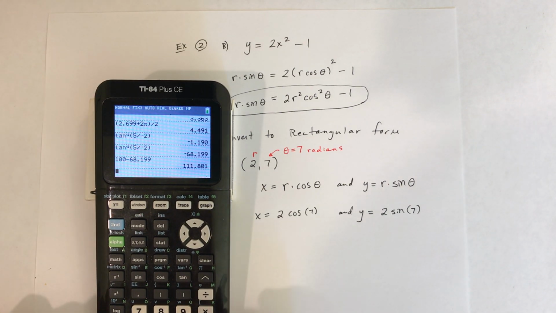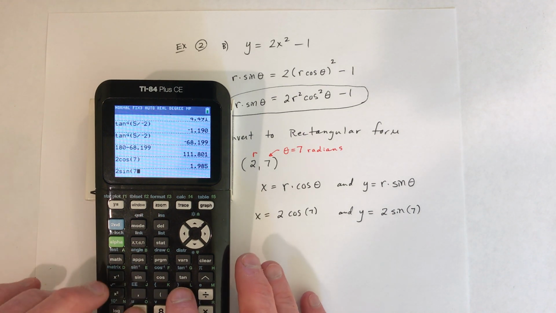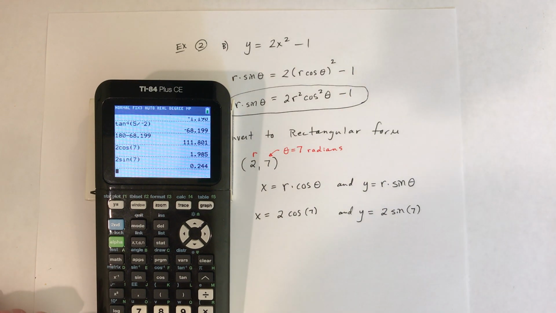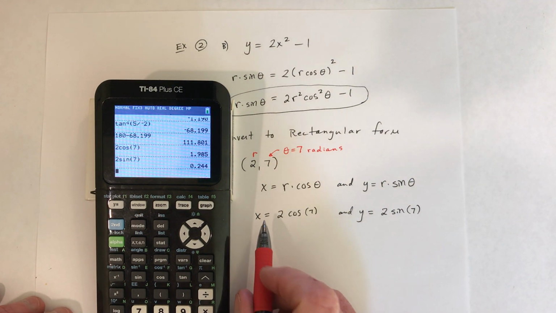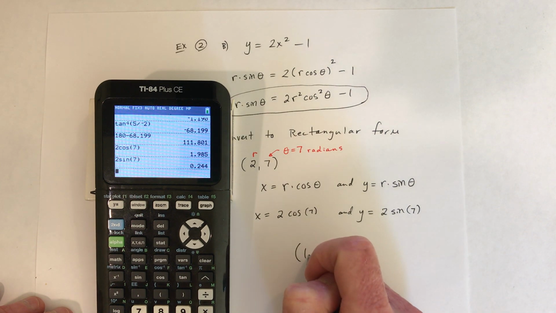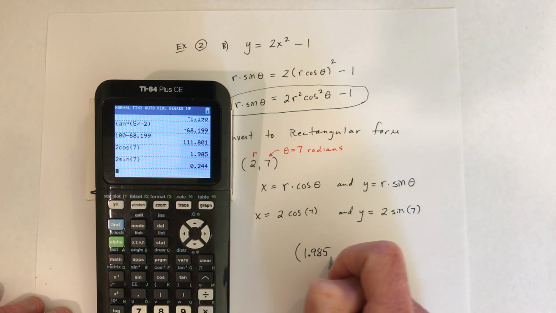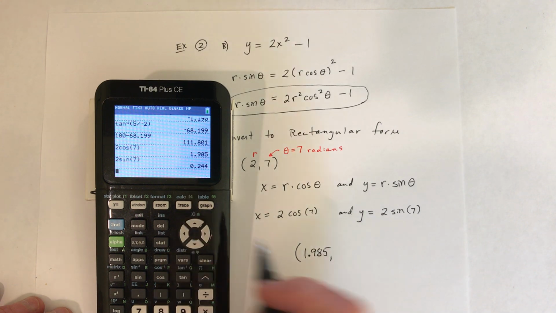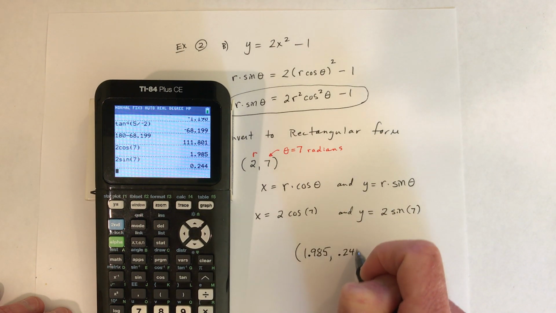Sorry, trying to get rid of that glare. So 2 cosine of 7 and 2 sine of 7. So let's see, the cosine, that's x, so that goes first. So 1.985, and then the y is from the sine, so that's 0.244.